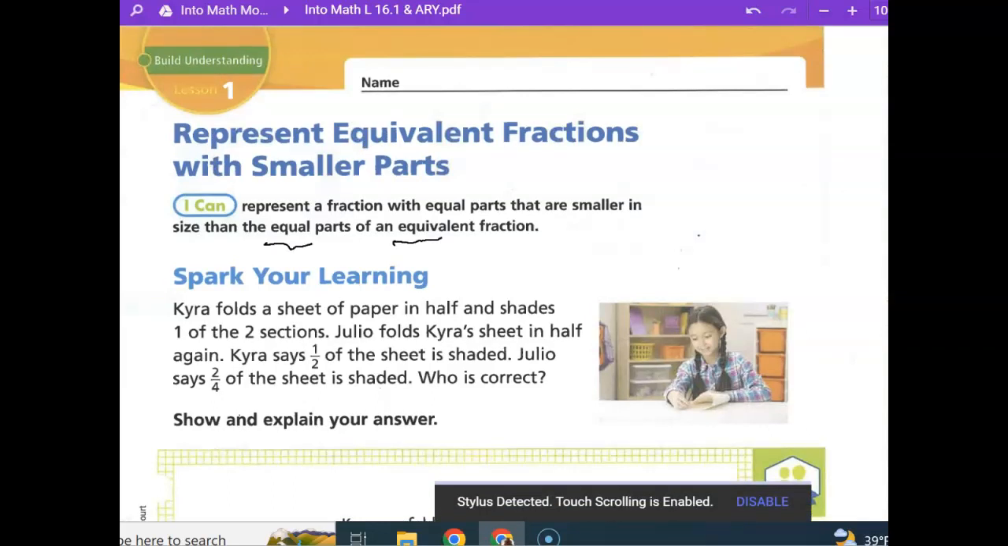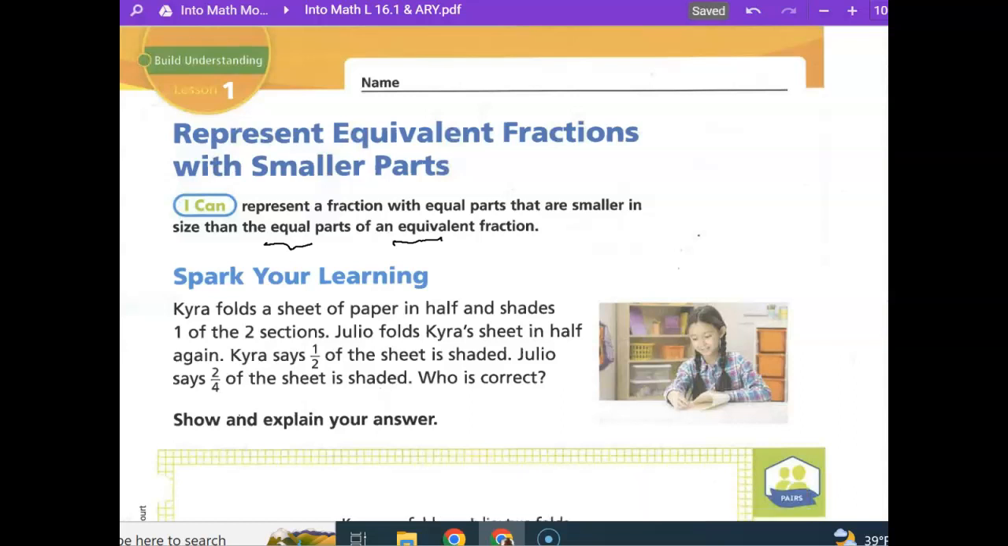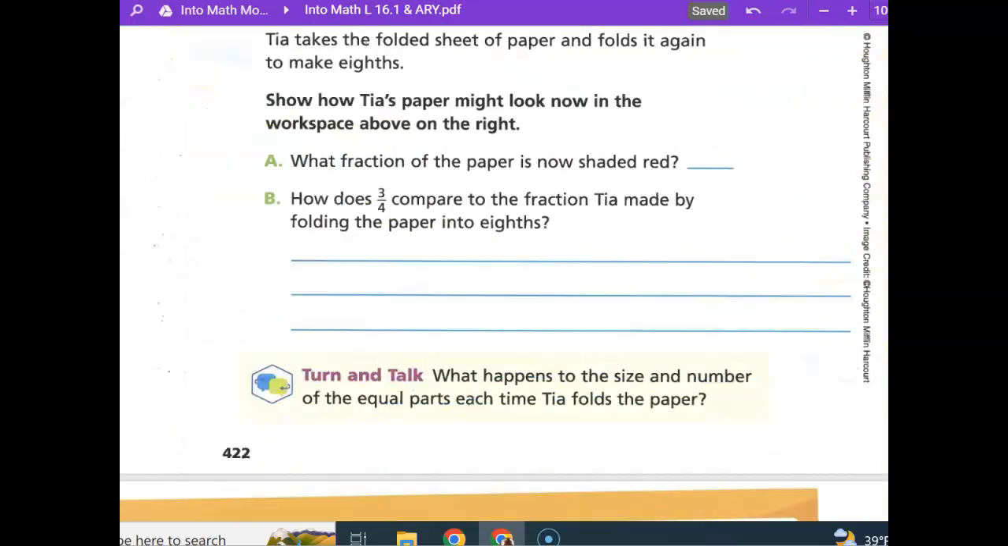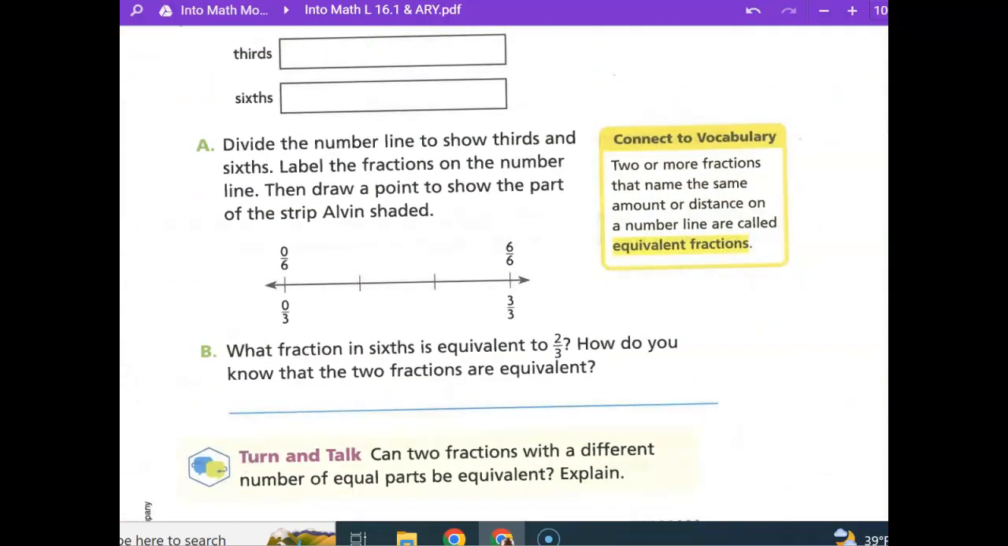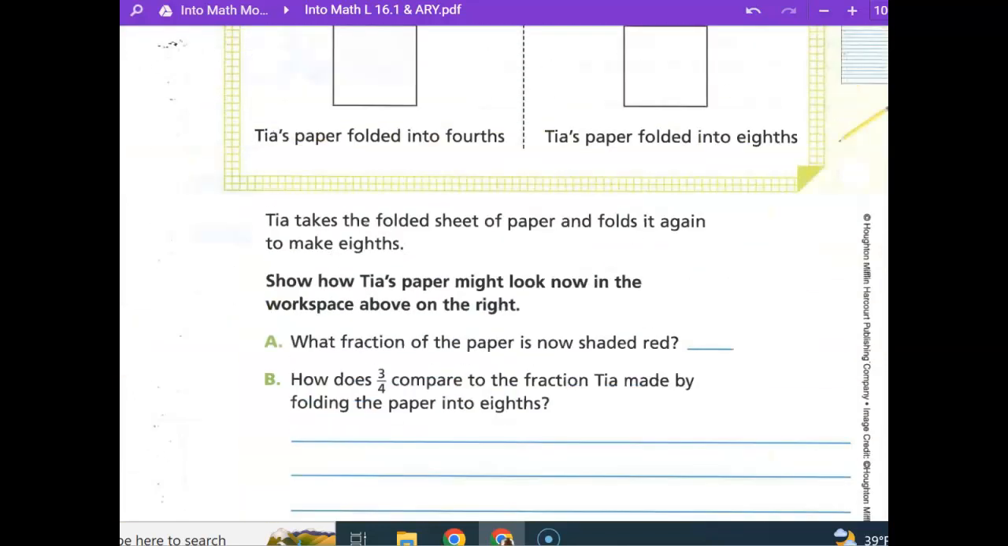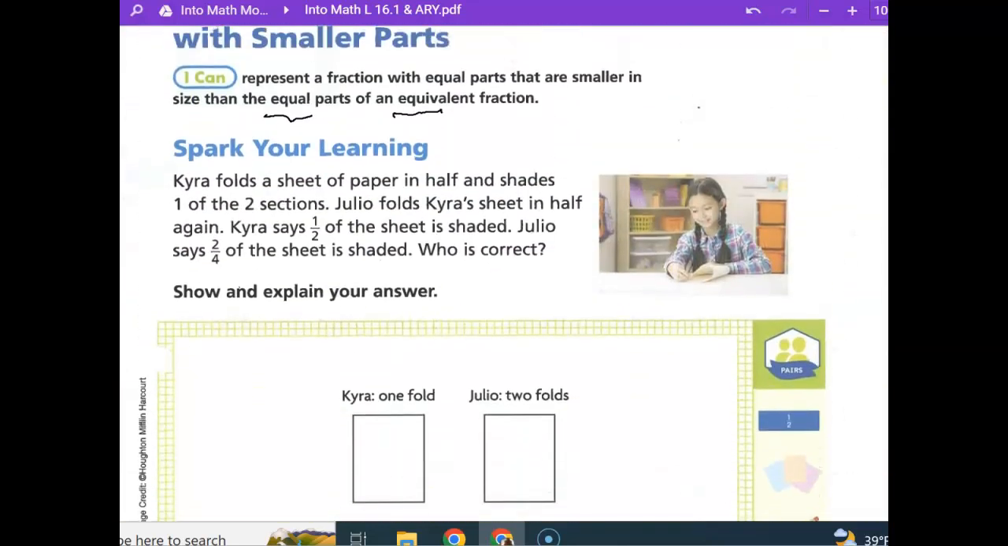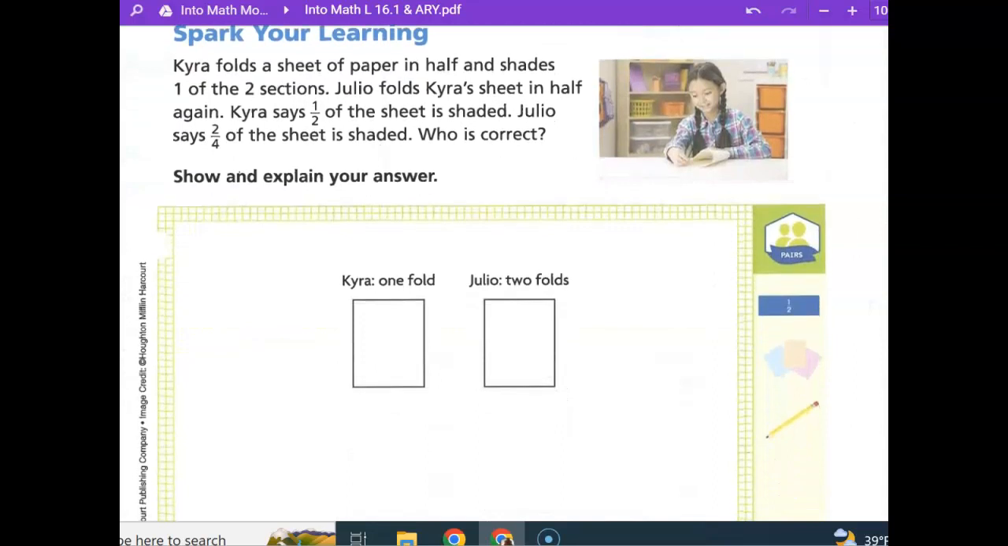And equal. So equivalent fractions are two or more fractions that name the same amount or distance on a number line are called equivalent fractions. So that can also be the parts of a box you shade.